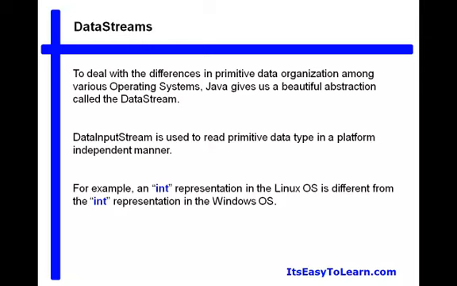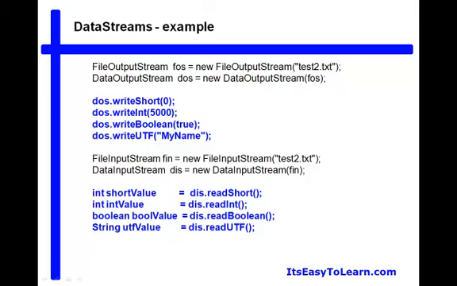While working with primitive data, we know that primitive data like int, char, float, etc. have different representations in different operating systems. For example, in one particular operating system, an int can be 2 bytes. In another operating system, an int value could be 4 bytes. When we want to deal with primitive data types, Java recommends us to use the data streams.